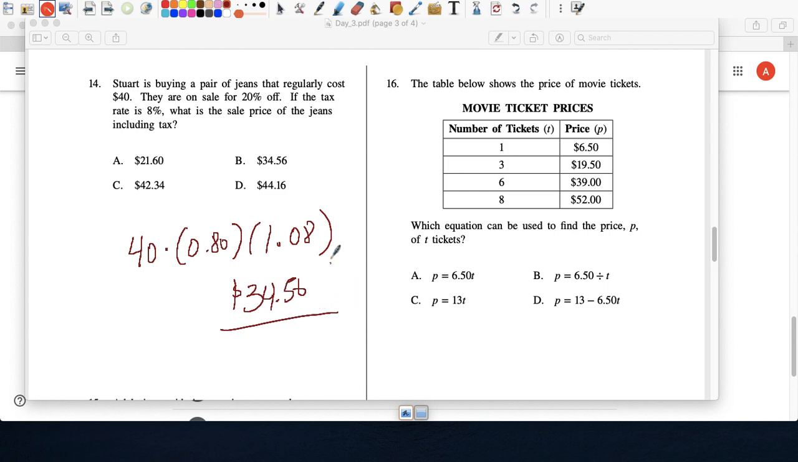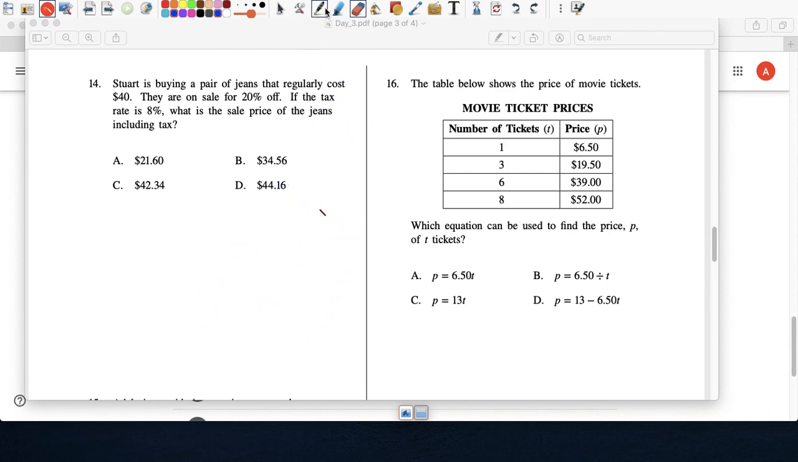The table below shows movie tickets. One ticket is $6.50. Which equation can be used to find the price of the tickets? Remember, it's a proportional relationship, assuming it's all adult tickets. Just to confirm, 3 times $6.50 is $19.50, so that works. $19.50 times 2 is $39, so 6 works. So this is proportional.